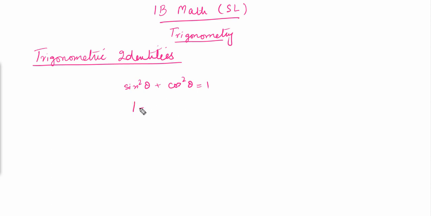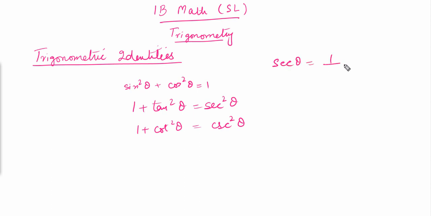The second one is 1 plus tan square theta is equal to secant square theta. The next one is 1 plus cot square theta is equal to cosecant square theta. Before moving forward, let me tell you that secant theta is simply the reciprocal of cos theta, and cosecant theta is the reciprocal of sine of theta. Okay, so these are some of the basic trigonometric identities.